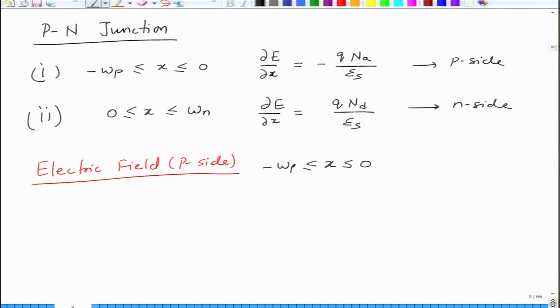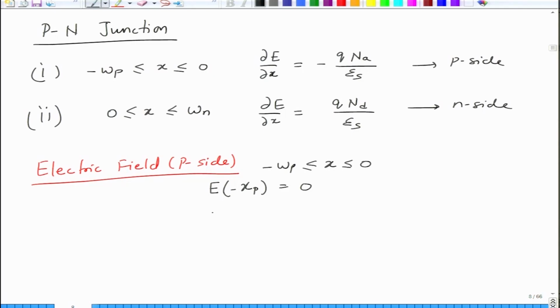So for the electric field we need to apply the first condition, that is the boundary condition, E at minus Wp is equal to 0, which means at the far ends of the semiconductor the electric field is equal to 0 because the bands are flat, right. So we then write dE equal to minus q N A divided by epsilon S into dx. Now we need to integrate this. So we integrate this from 0 to E x, and this is integrated from minus Wp to x.